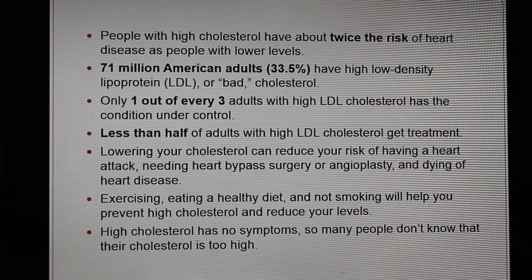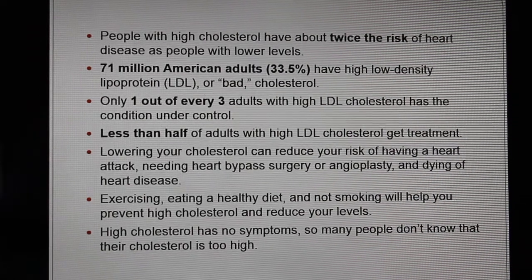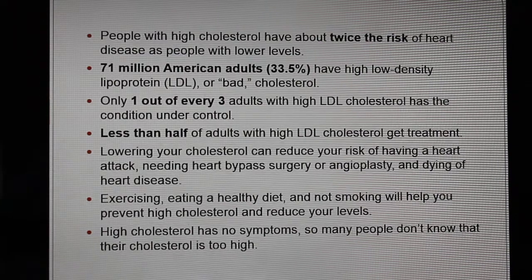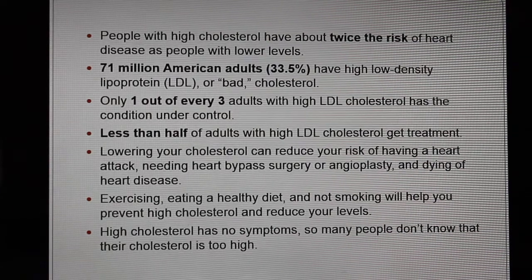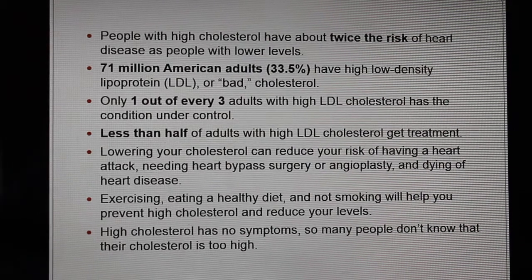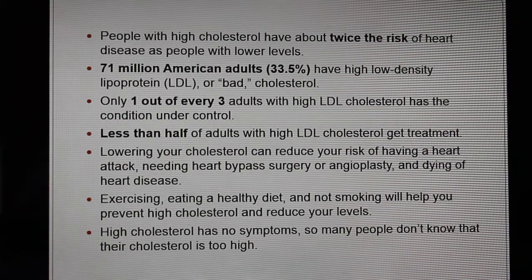So my husband has very high cholesterol. He doesn't take his statins, so it's not in control. Less than half the adults with high LDL cholesterol get treatment. So less than half even get treatment. They don't want to take them. They don't like how the medications make them feel.